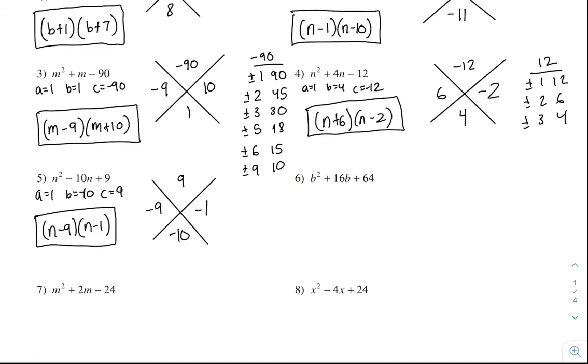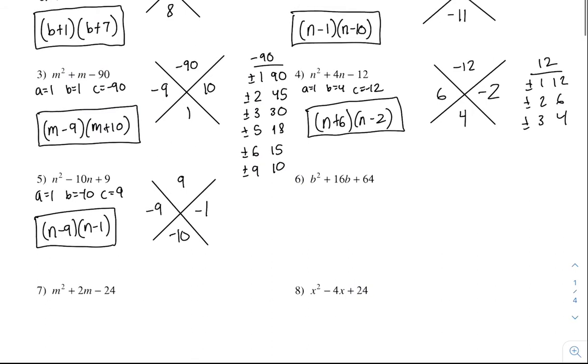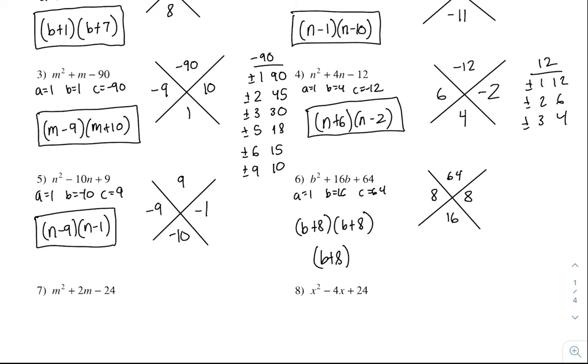Alright, 6. So for 6, A is 1, B is 16, C is 64. We're going to do X method, so A times C up top, 1 times 64 is 64. B on the bottom is 16. So two things that multiply to 64, but when added gives you 16, that is 2 8s. Since A is equal to 1, so B plus 8 times B plus 8. You can write it like that, or you guys can write it like this, because there's 2 of them.